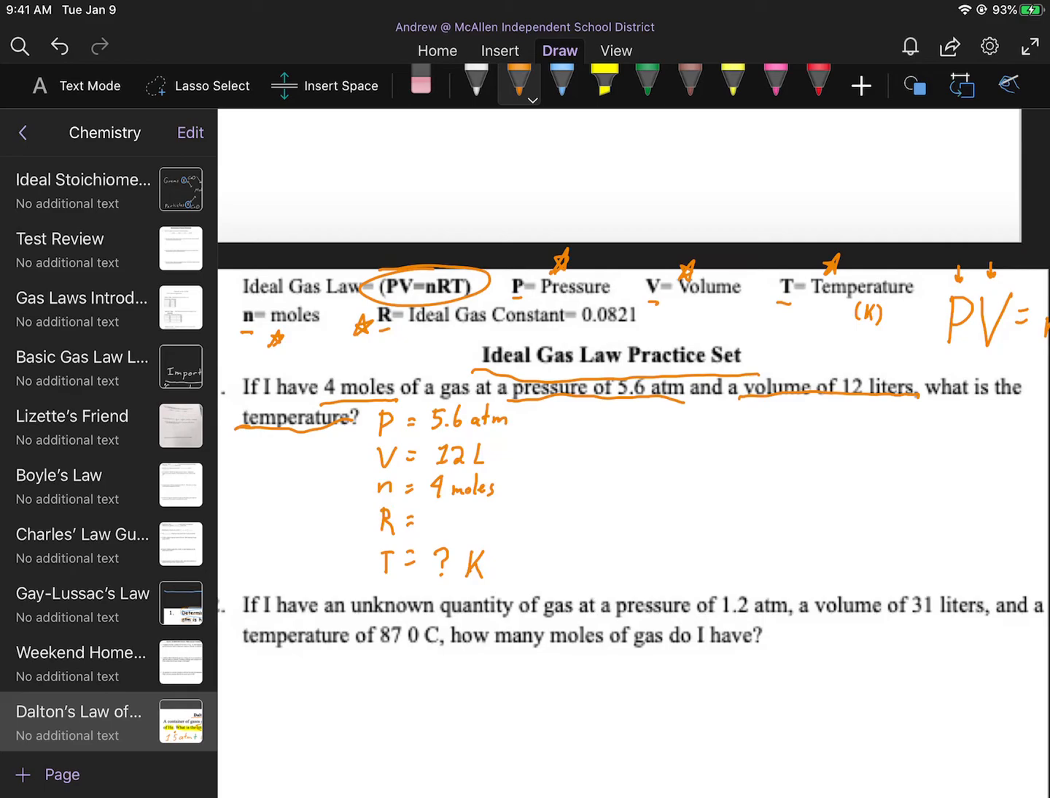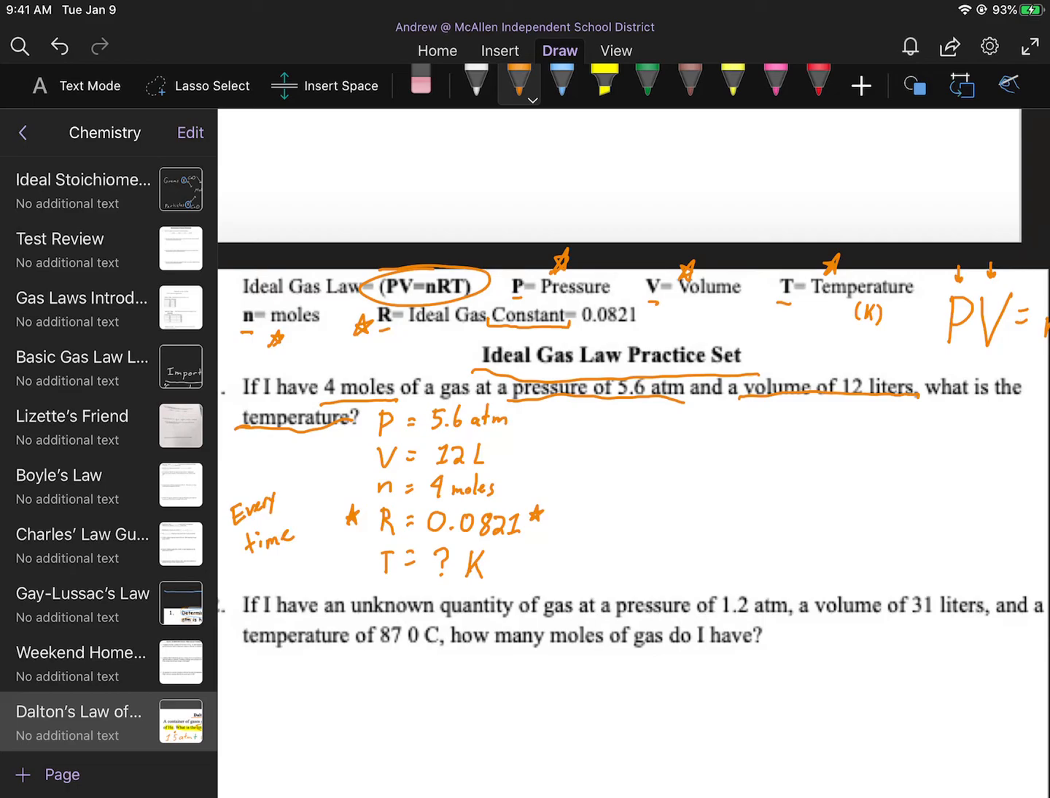Oh man, we don't know R. Looks like we can't solve this problem ever. Psych. R is the ideal gas constant. Just like Planck's constant, or the speed of light, it is constant. It is always the same. It never changes. So anytime you see R, you're always going to put in 0.0821. Every time. There's no exceptions. Anytime you see R, you put the ideal gas constant, 0.0821.